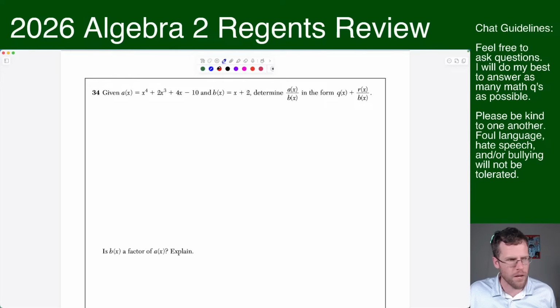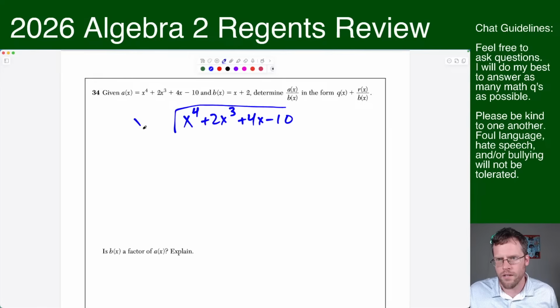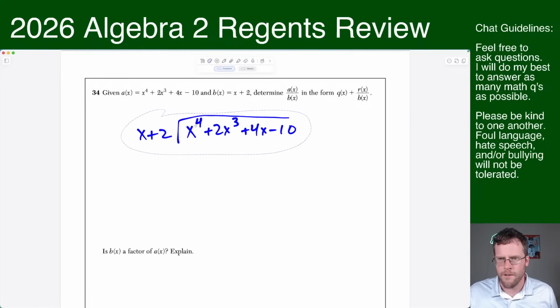Because the sample response, they gave ones where they don't want you to use synthetic. They want you to use polynomial. So just in case you get one that's absolutely got to be polynomial, I'll show polynomial division. So we have x to the 4th plus 2x to the 3rd plus 4x minus 10. And we're dividing by x plus 2. And let me move this down a bit so we have space.